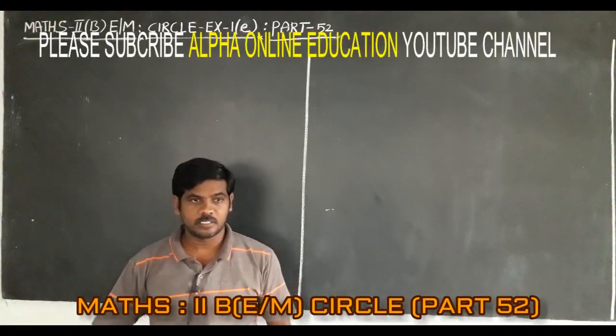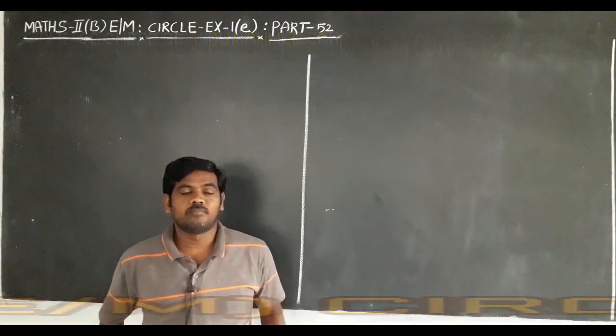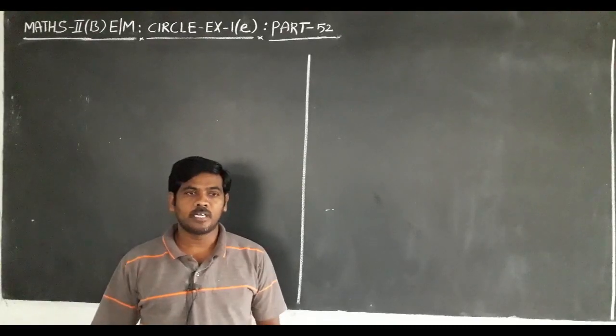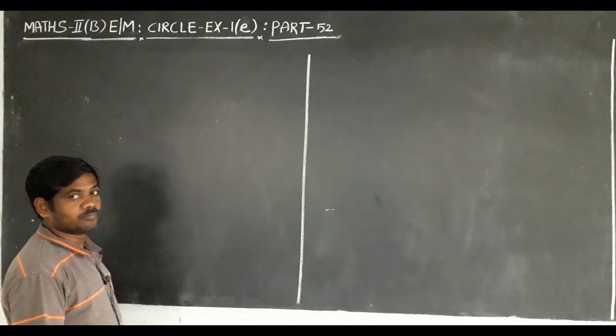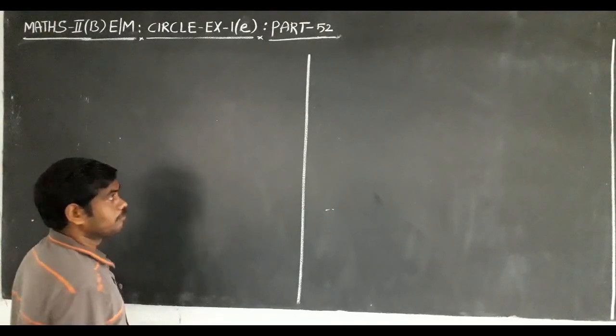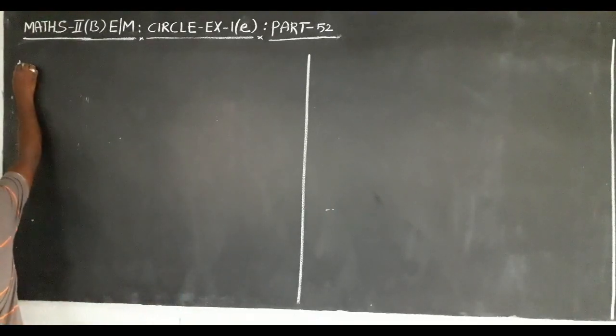Today we discuss the relative position of the two circles and the number of common tangents.